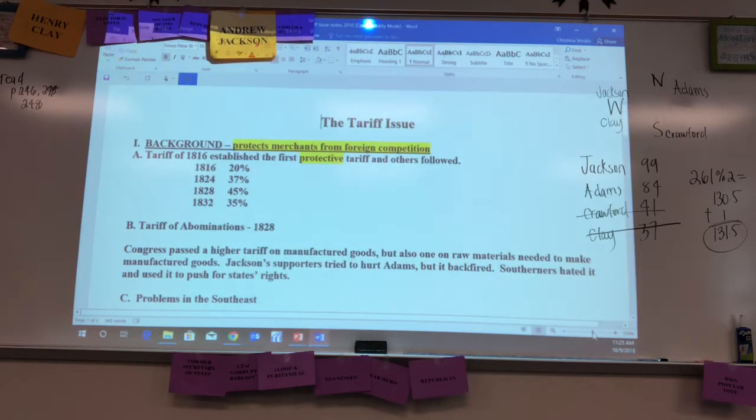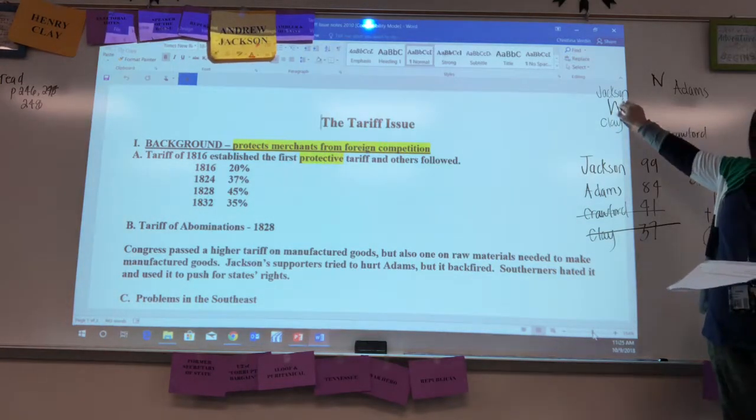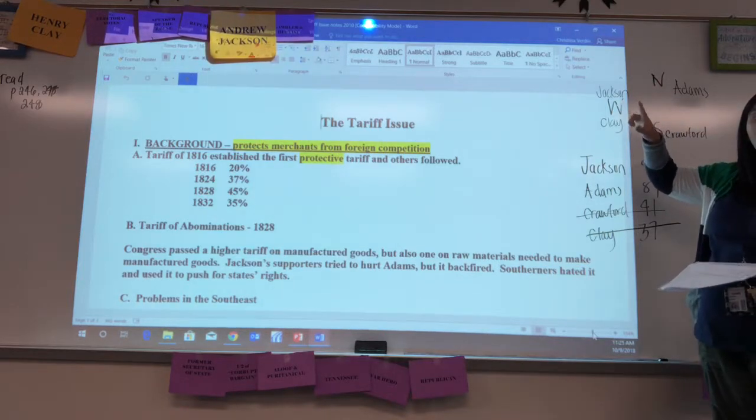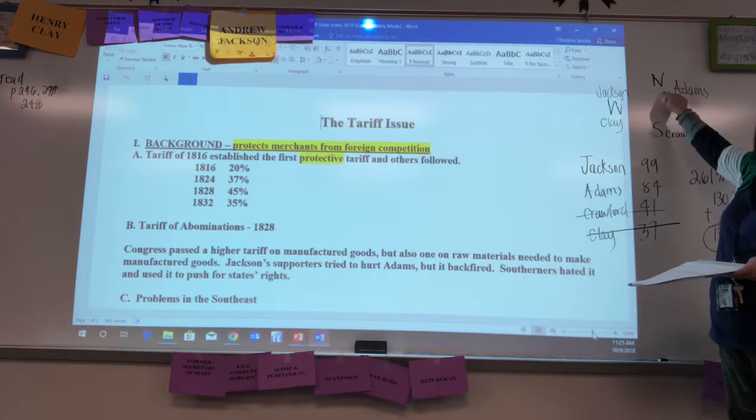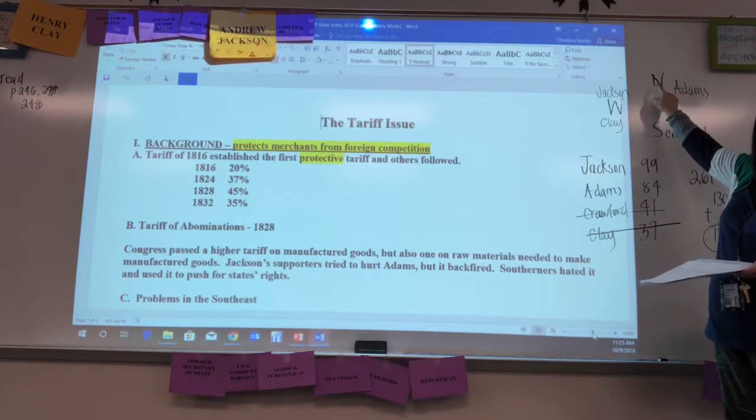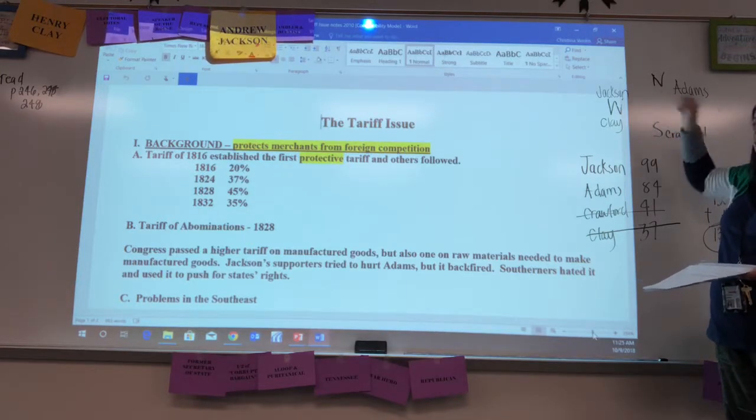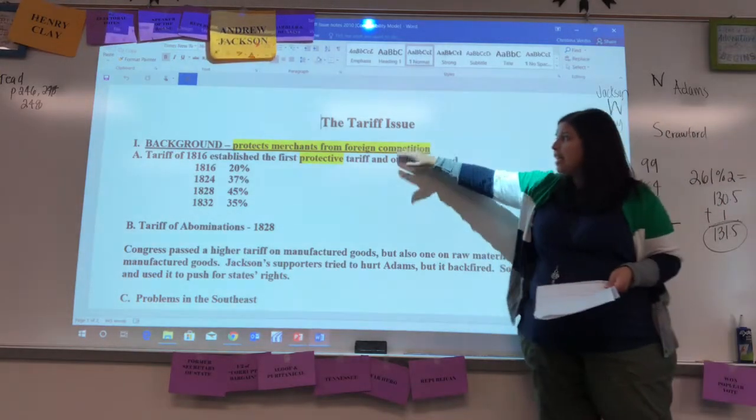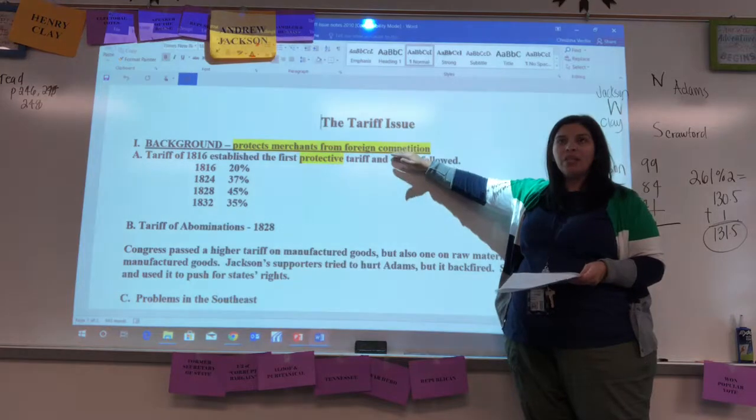Okay, so what we're going to look at is Jackson is from where? The West. Should he like tariffs? No, because the tariffs only benefit what region? What's up here? Manufacturers, factories, right? And so the purpose of a tariff, it protects merchants from foreign competition.